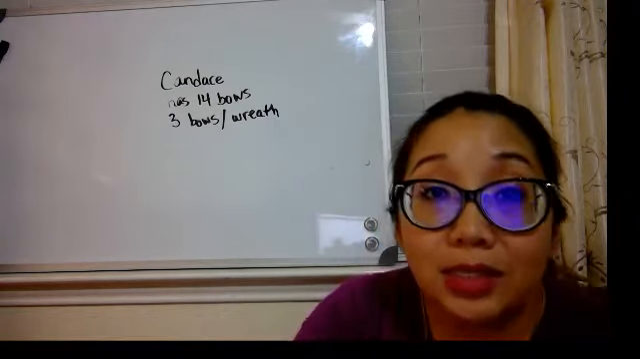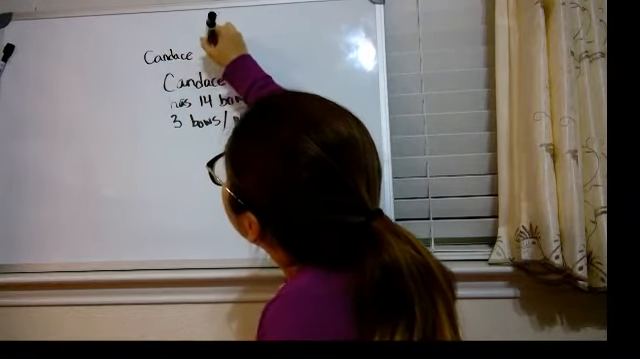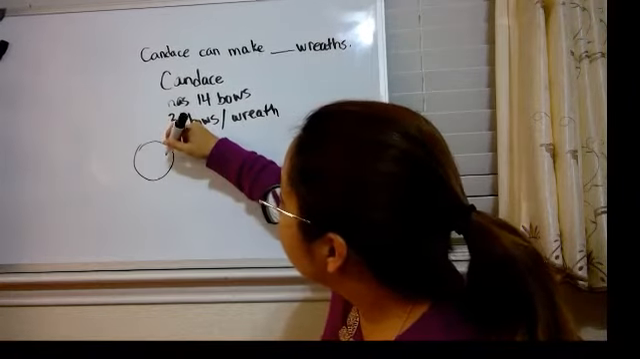Okay, so let me switch back here. That we can say as our sentence frame, Candace can make blank wreaths. So you're looking for the number of wreaths. We're looking for the number of wreaths that Candace can make, and she's only allowed to put 3 bows on every wreath. Okay? So her wreath is going to look like this.